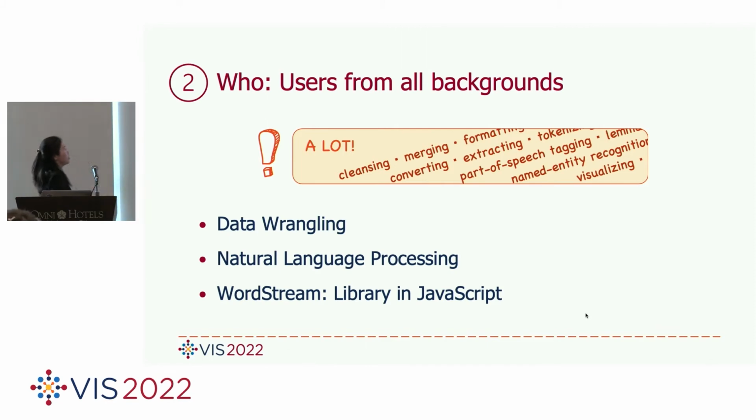It involves the process of cleansing, merging, formatting, or data wrangling in general. And because it is qualitative text data, it requires natural language processing, such as part-of-speech tagging, named entity recognition, tokenization, and lemmatization. And finally, the visualization tool itself. WordStream is built with D3.js, a JavaScript library, and WordStream itself is currently a JavaScript library.